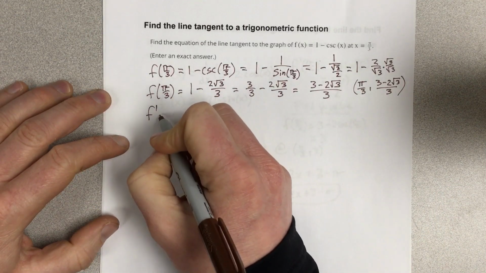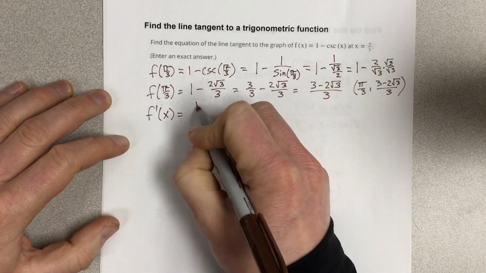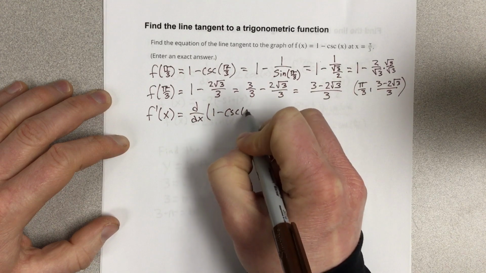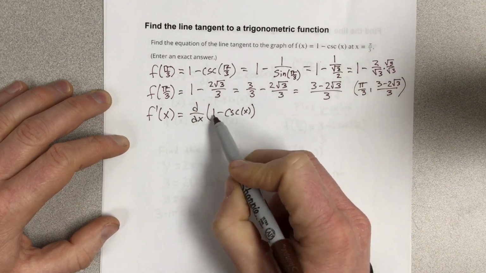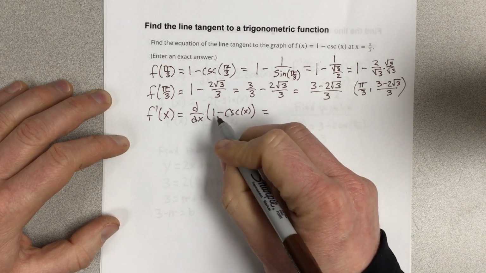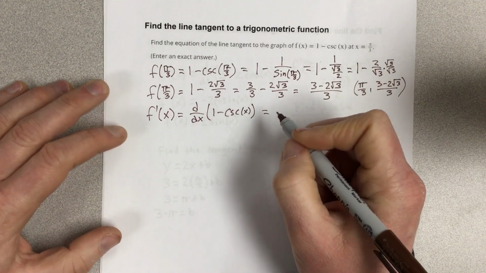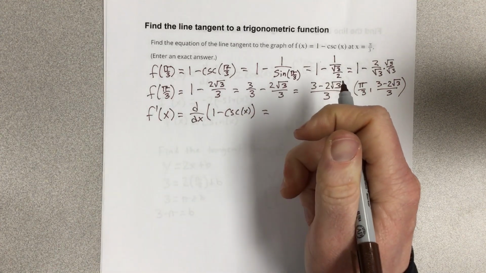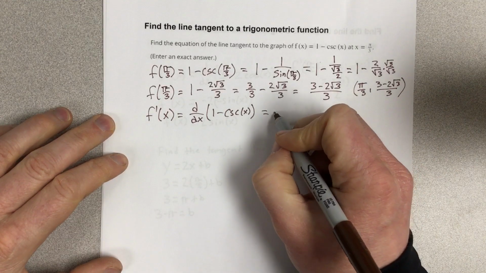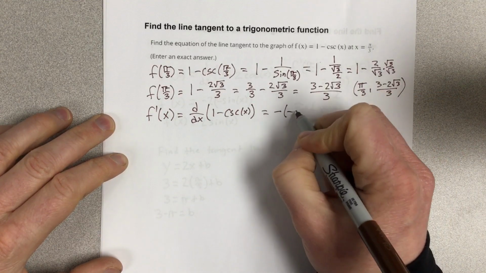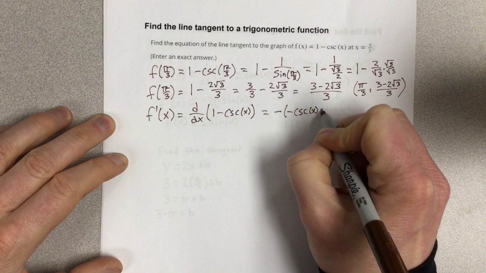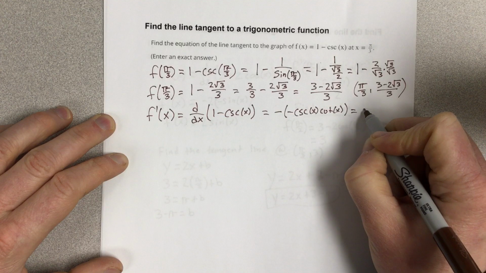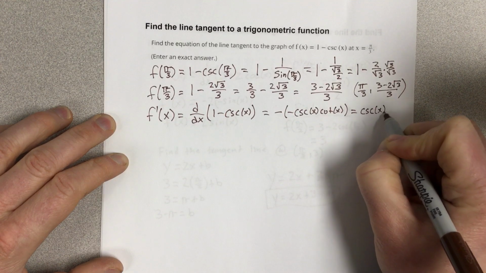And then I'm going to go through and find the derivative. So f prime of x is equal to the derivative of 1 minus cosecant x. Well, the derivative of 1 is actually just 0. The derivative of cosecant would be negative cosecant x cotangent x. So I end up with negative cosecant x cotangent x, which is really just cosecant x cotangent x.